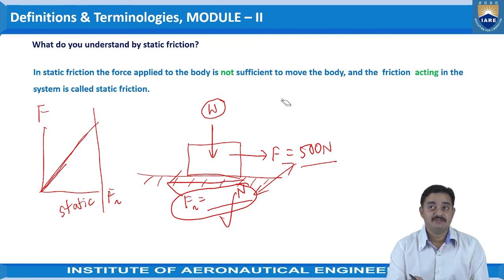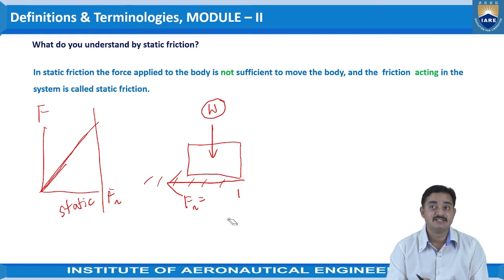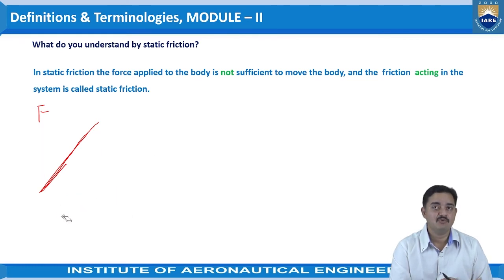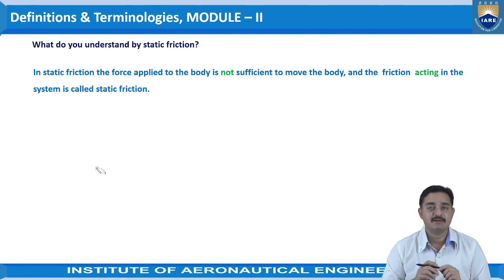So there is a slight difference between the dynamic friction and the static friction. The friction that is prevailing when the object is not moving anywhere is treated as static friction. And the friction that is prevailing when the object is moving is the dynamic friction. Okay, so this is the difference. Once again, let us see the definition. In static friction, the force applied to the body is not sufficient to move the body, and the friction acting in the system is called static friction.